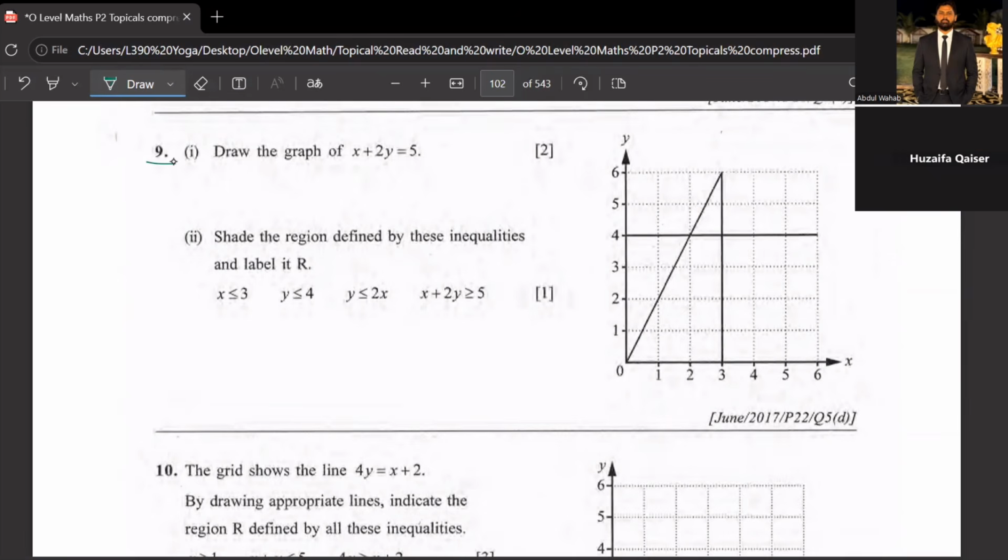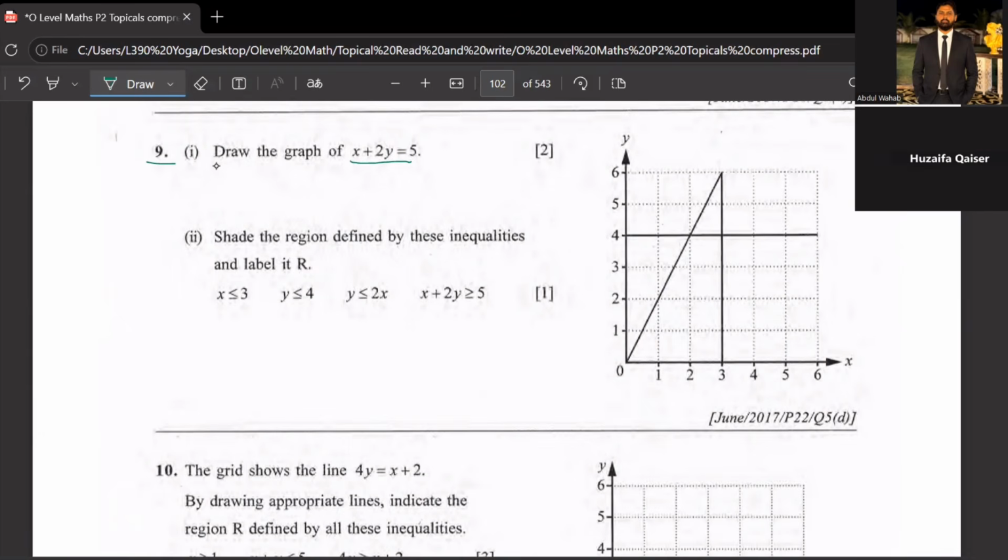Question number 9, what they are saying: draw the graph x plus 2y is equal to 5. How can we draw this line on the graph? This is not a line parallel to the x-axis or the y-axis. Basically, we need to draw this line by using the formula y is equal to mx plus c, or we may substitute values of y or x and find the values. The short technique is to plug in the x-intercept and y-intercept.